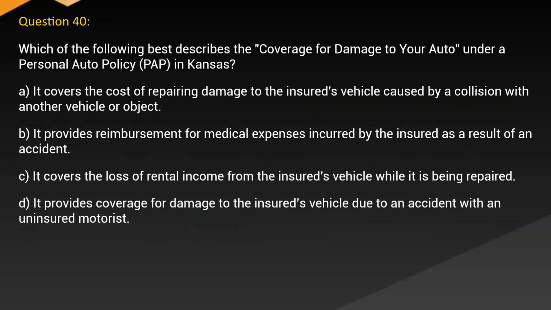Question 40. Which of the following best describes the coverage for damage to your auto under a personal auto policy (PAP) in Kansas? A. It covers the cost of repairing damage to the insured's vehicle caused by a collision with another vehicle or object. B. It provides reimbursement for medical expenses incurred by the insured as a result of an accident. C. It covers the loss of rental income from the insured's vehicle while it is being repaired. D. It provides coverage for damage to the insured's vehicle due to an accident with an uninsured motorist.